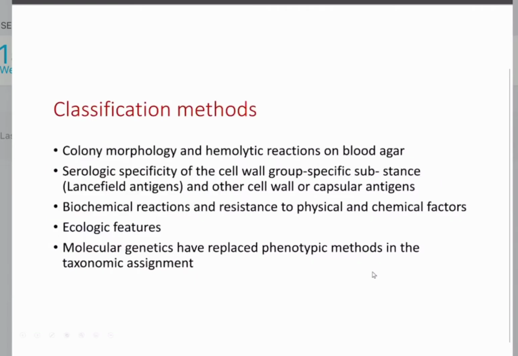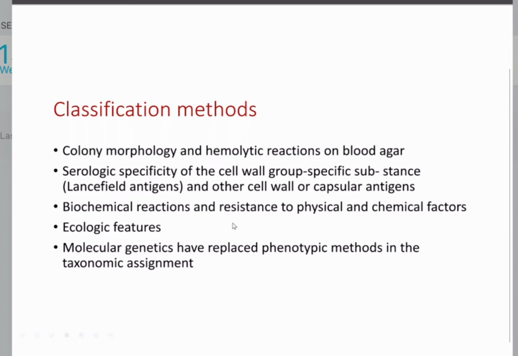So there are various ways of classification of these streptococci. One is based on the culture characteristics or the colony morphology and the hemolytic reaction. We will be coming to it. Then second is the serological specificity of the cell wall group. That means there are some specific antigens which are known as Lancefield antigens, named after Rebecca Lancefield. She was the one who first discovered this antigenic substance in the streptococci, and the grouping is there. So there is a specific antibody for a specific antigen. So serological specificity is there. So that can be done.